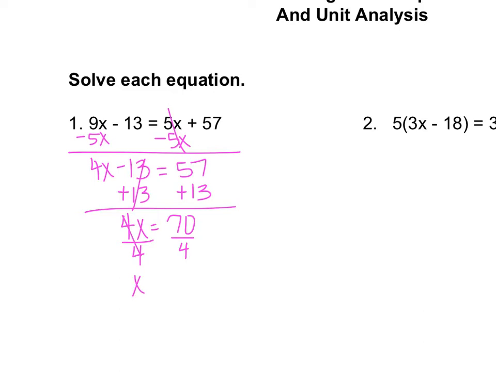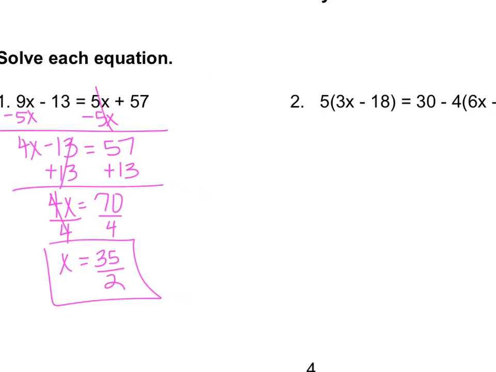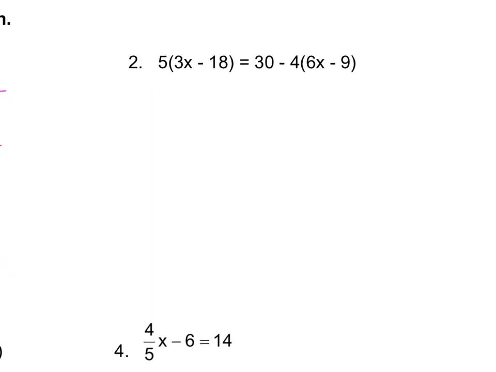So we have x equals, now anytime we have a fraction and we don't get a whole number for our answer, you need to reduce the fraction and leave it in fraction form. So 70 divided by 4, 2 will go into both of those, so that would reduce to 35 over 2. So again, just leave it in fraction form. Very basic, this should be a review from Algebra 1. Let's move over to number 2.